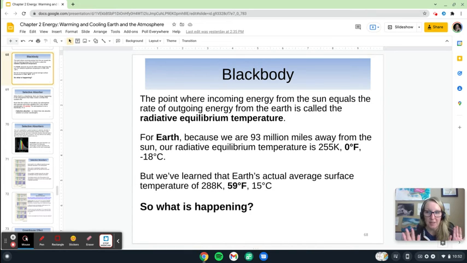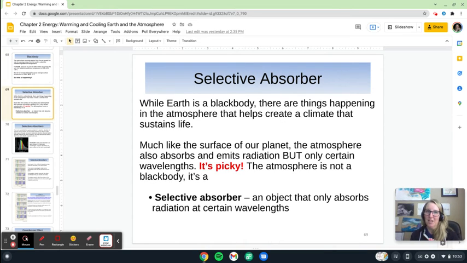Okay? People have done those calculations. We don't have to. But what we've learned is the Earth's average temperature is actually 59 degrees Fahrenheit. So what's going on? Why is that the case? Now we get to talk about something called selective absorbers. The Earth is a black body and there are things happening in the atmosphere that help create a climate that sustains life at 59 degrees Fahrenheit.